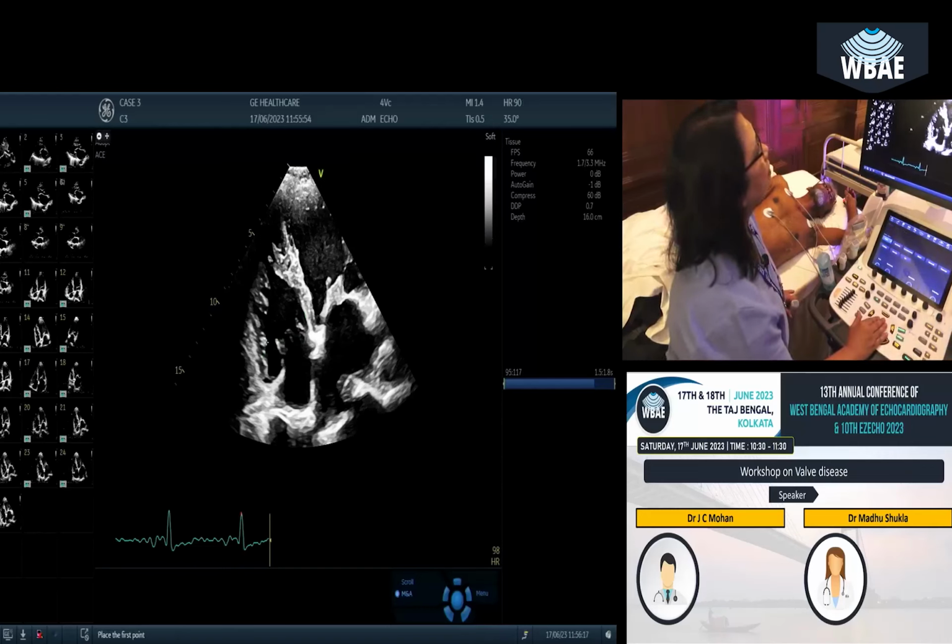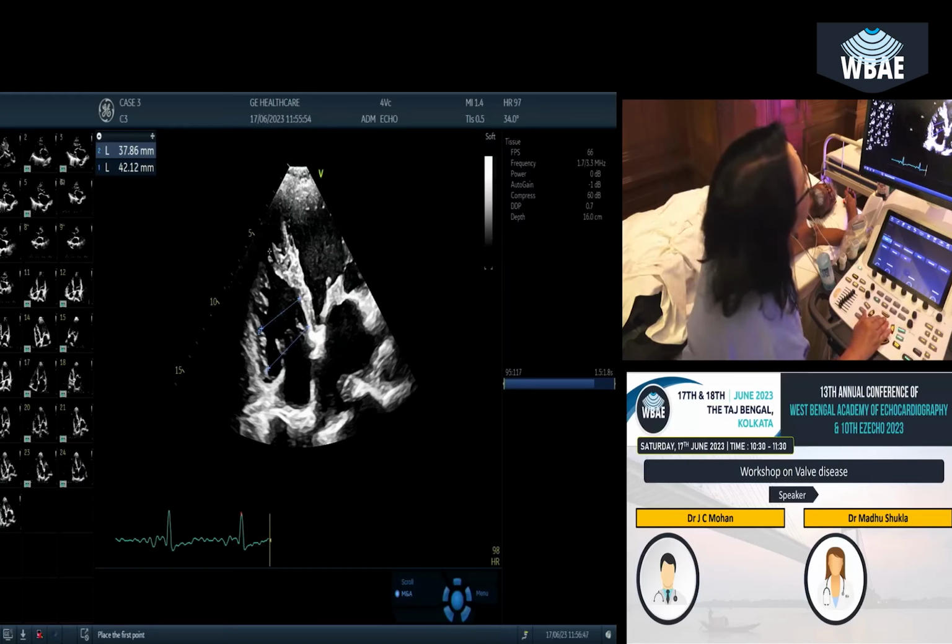Okay, slightly above this. Just go down. No, go down. Base, we want the base. Okay, just base. Base, mid. And long axis from apex to the mid of annulus.